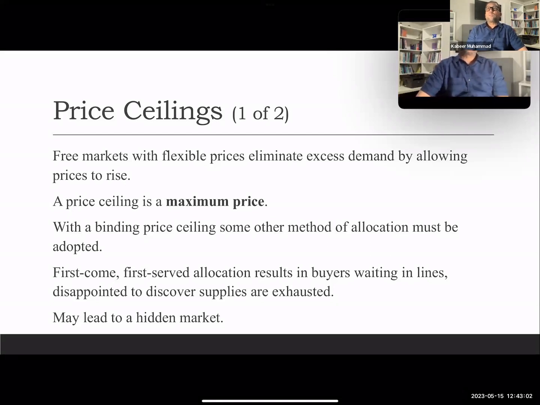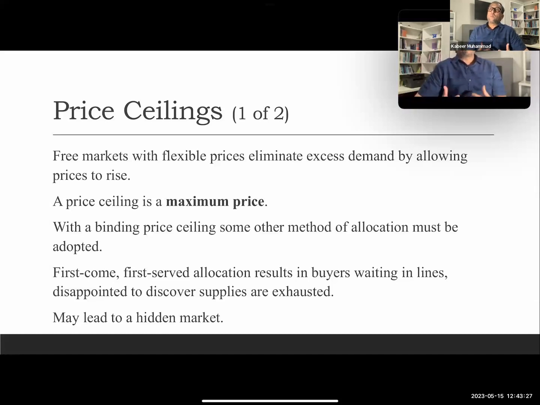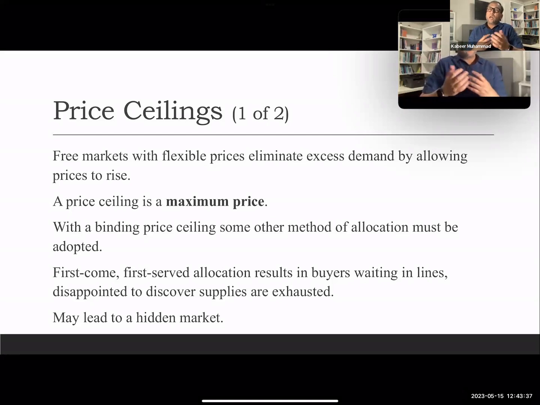But if it is binding, then some other methods of allocation must be adopted, like first come, first served basis. During the COVID period, we observed that when the vaccines were coming initially, the supply was not enough to meet the demand. So government adopted different ways: initially they were offered to senior citizens, and then they gradually decreased the age for vaccinations. So that's another way they adopted to ration. First come, first served is just an example, because that is not related to the price, but there is a shortage and how do we meet it?